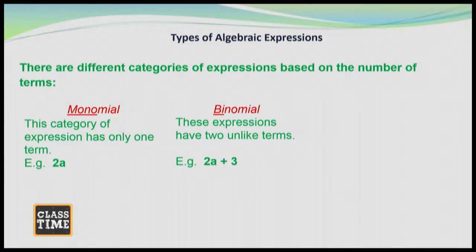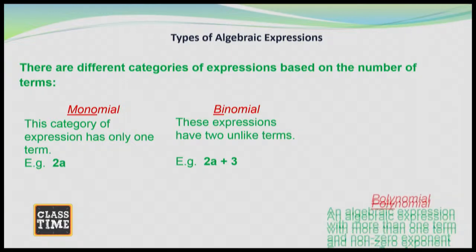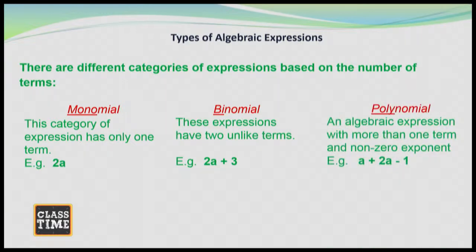The binomials. By two, as in bicycle. Very good. Expressions that have two unlike terms. Yes, thank you. As in the example, we have 2a added to 3. Yes, I get you. And I remember the third one you mentioned was polynomial. The polynomial is an algebraic expression with more than one term and a non-zero exponent. In our example, we have 3 terms: a, 2a, and -1.